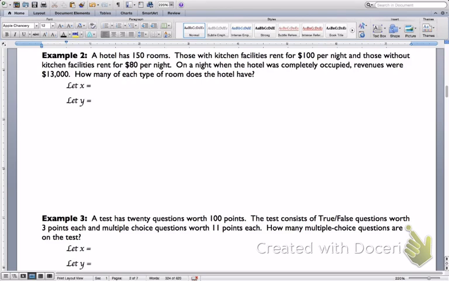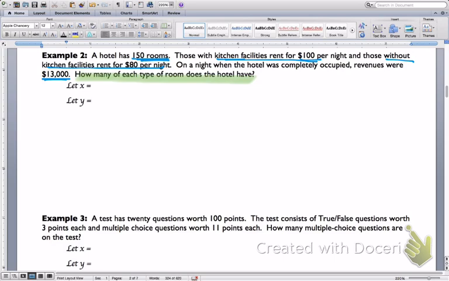So we have a hotel that has 150 rooms. So we know the total rooms in a hotel. Those with kitchen facilities rent for $100 per night, and those without kitchen facilities rent for $80 a night. So with kitchen facilities, $100. Without kitchen facilities, $80. On a night when the hotel was completely occupied, revenues, which means how much money they made, were $13,000. So they made $13,000. Now the question is, how many of each type of room does a hotel have? So we want to know both types of rooms, meaning with kitchen facilities and without kitchen facilities.